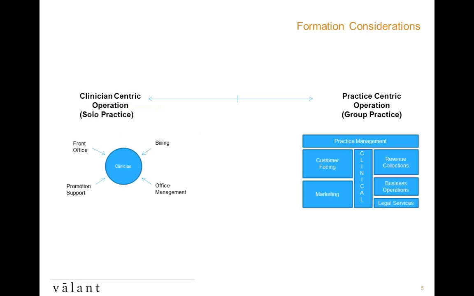So to start, the piece that you need to identify along the spectrum is, where do you fall in terms of being a solo provider or a group provider? And you can see from this diagram that a solo practice or a clinician-centric operation is one that really revolves around that one provider. The front office, the promotional support that's doing the marketing, the office management, and the billing all revolve around what the clinician wants and what the clinician needs.